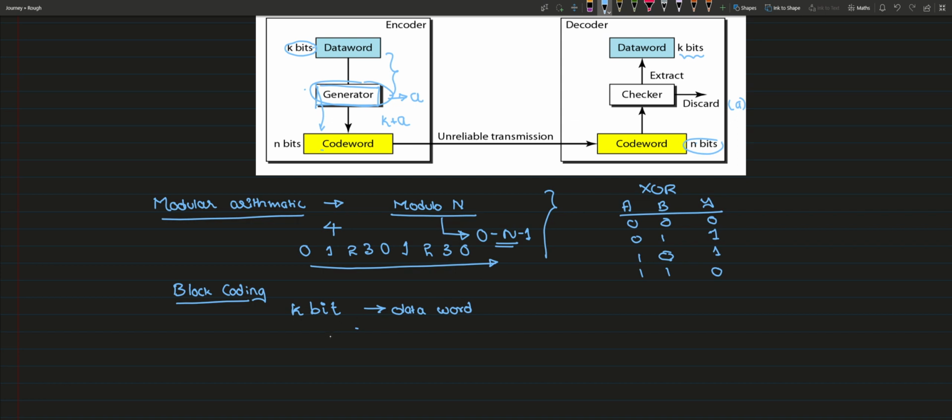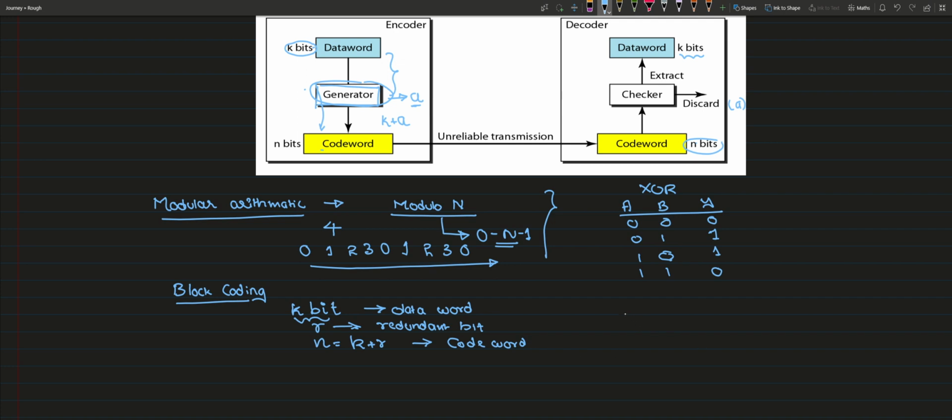Then to these k bits I will add r redundant bits. So my final message size now becomes n equals k plus r. Initially we had k bits, that is the data word. Now this k plus r became the code word. You can see this mechanism, right? So for each data word we have a corresponding code word.